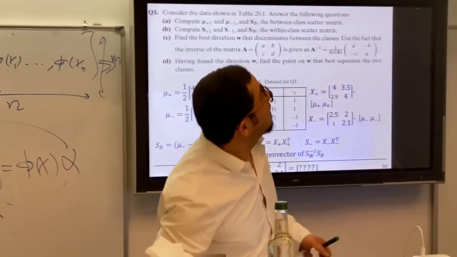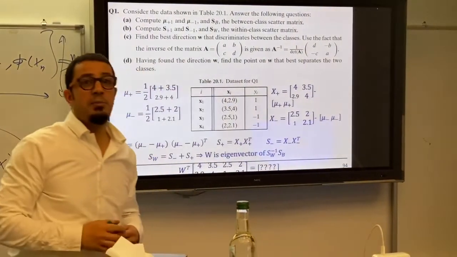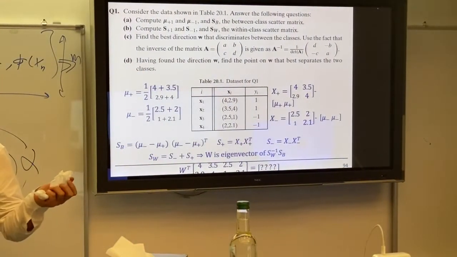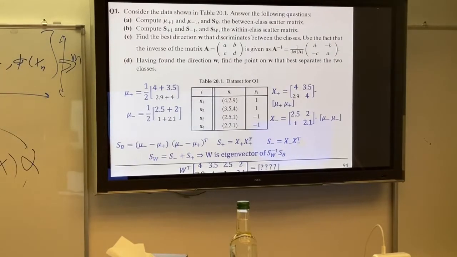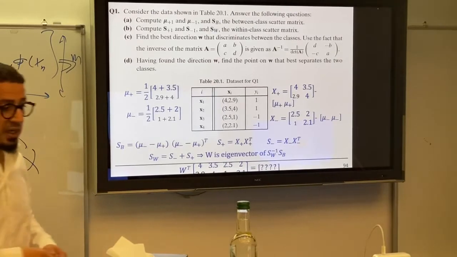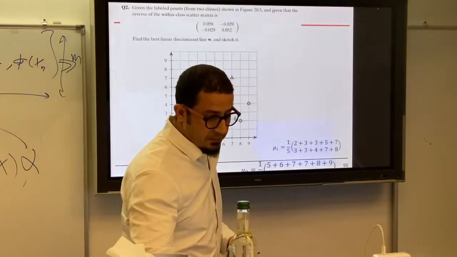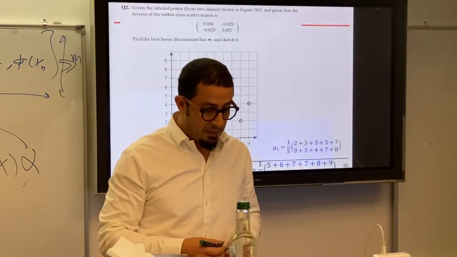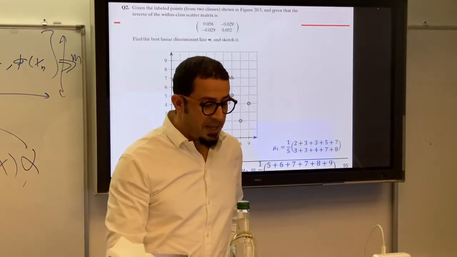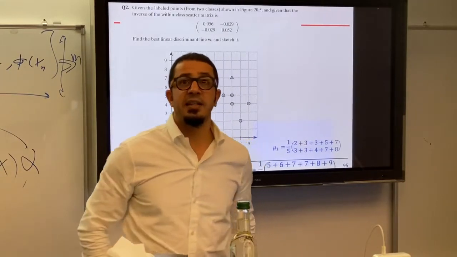It is not clear? Yeah, you can see. Okay, and you multiply. You get a new value. You get 4 values. Those 4 values should be in this direction. You can see the plus and minus are clearly segregated. Here, another question. Given the labeled points here, find the best linear discriminant line W.